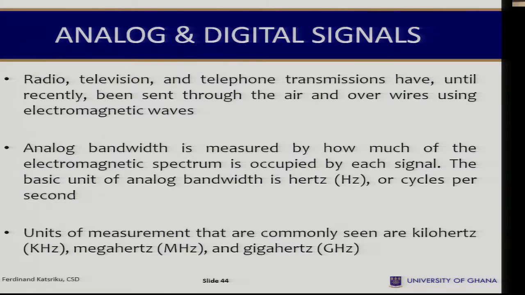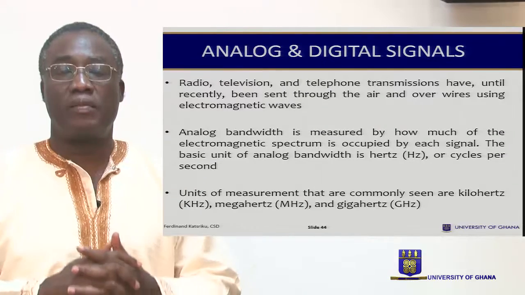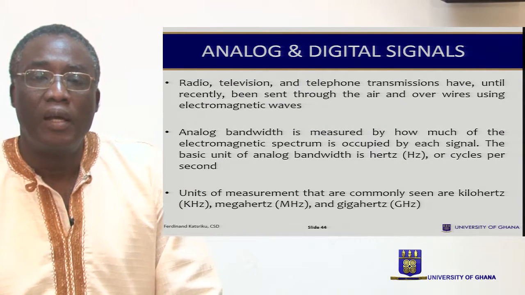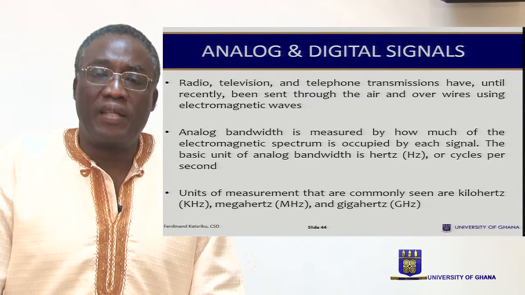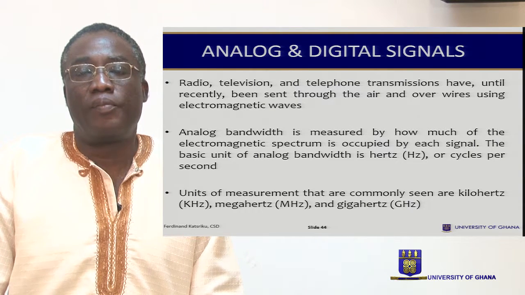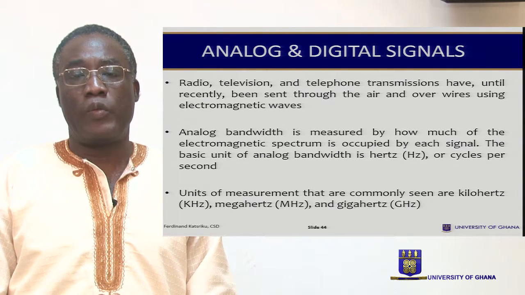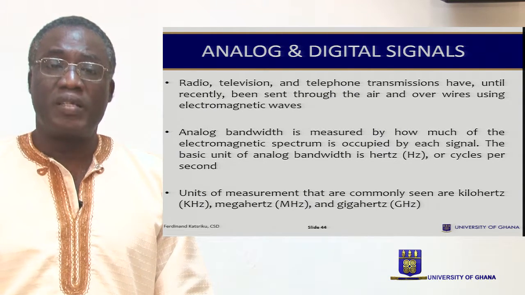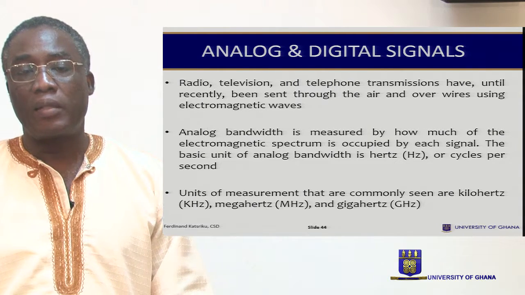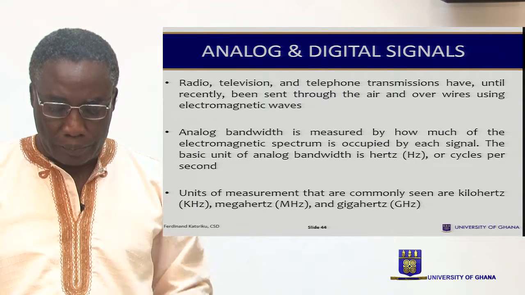Let me turn my attention now to analog and digital signals. Radio, television, and telephone transmissions have, until recently, been sent through air and over wires using electromagnetic waves. Analog bandwidth is measured by how much of the electromagnetic spectrum is occupied by each signal. The basic unit of analog bandwidth is a hertz, or cycles per second. The units of measurement that are commonly seen are kilohertz, megahertz, and gigahertz.